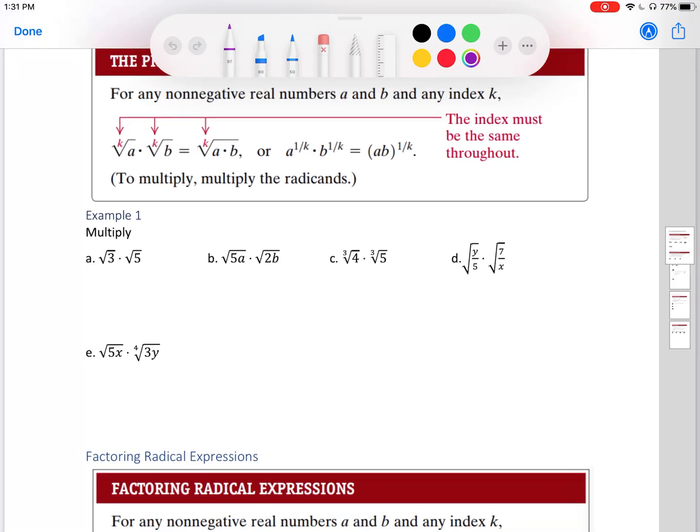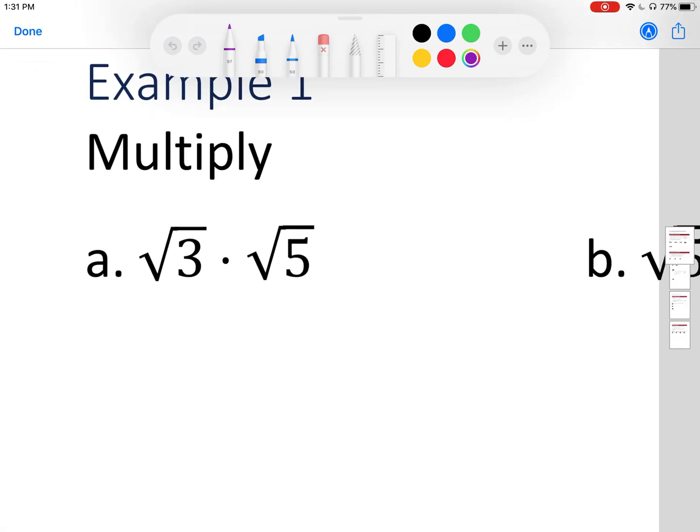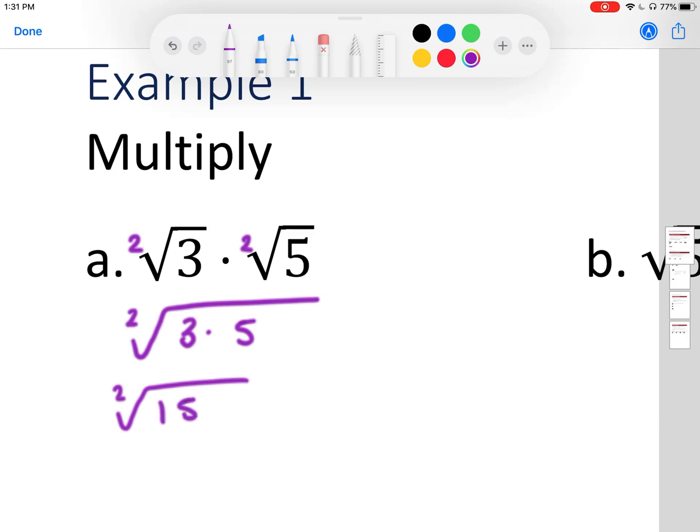So let's take a look at this list of examples for Example 1, where our instruction is asking us to multiply. The first one, I have the square root of 3 and the square root of 5. Because we have square roots, we're implying an index of 2. Because they're both square roots and we're multiplying, I can multiply the inside together. So 3 times 5, you get the square root of 15. That would be our answer.